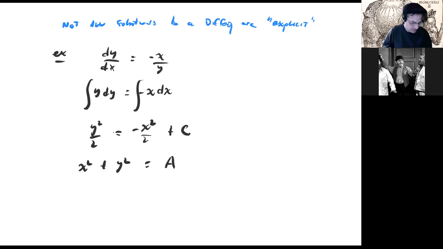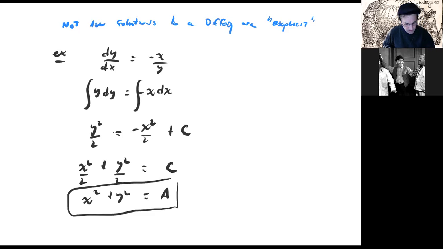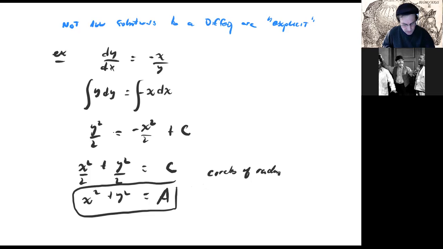Let me actually say how I got this. So x squared over 2 plus y squared over 2 equals c. We can multiply both sides by 2. We'll get x squared plus y squared is 2c, but I'm going to call 2c a. So this is a circle if a is positive. All the solutions are circles of radius the square root of a. So every solution has the form of a circle of this equation.